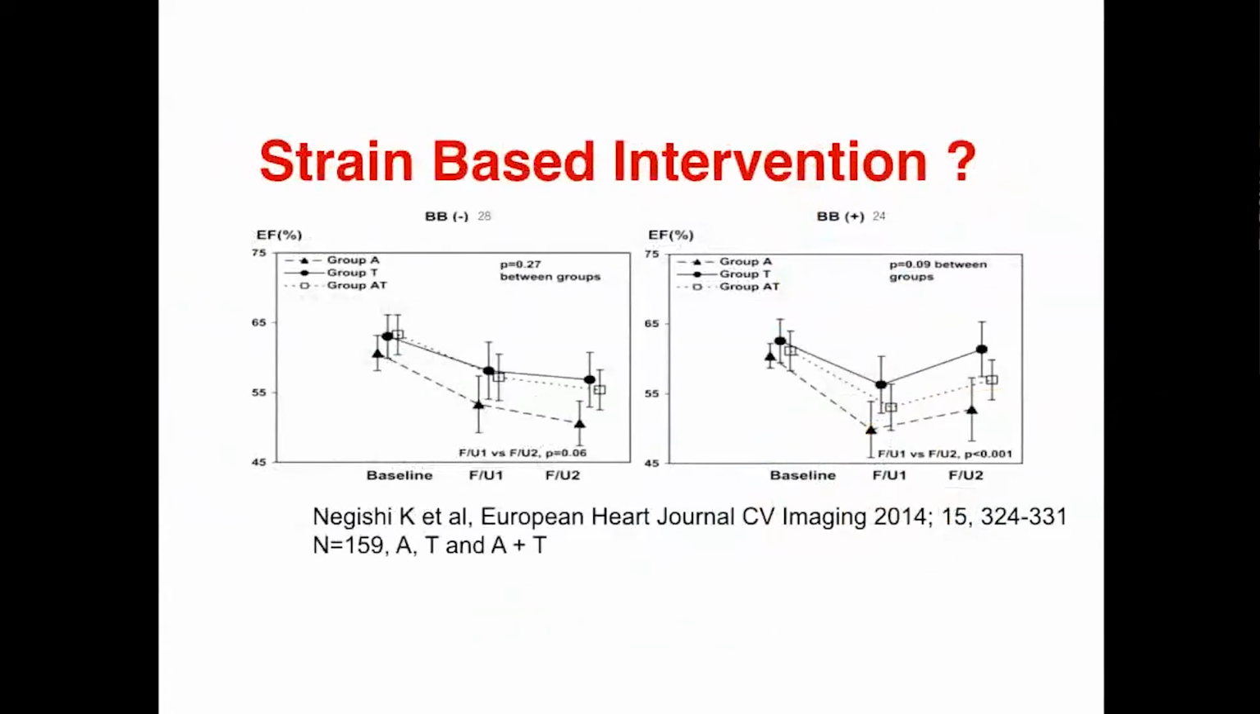Now, again, the question is, okay, so the strain is abnormal, and what can you do with that? So the idea would be to use global longitudinal strain as a way to move patients from a stage A to a stage B. Is there any data that this works? Well, we did a pilot project when I was at the clinic where we compare patients that after they had the reduction in a strain, we put them on beta blockers.